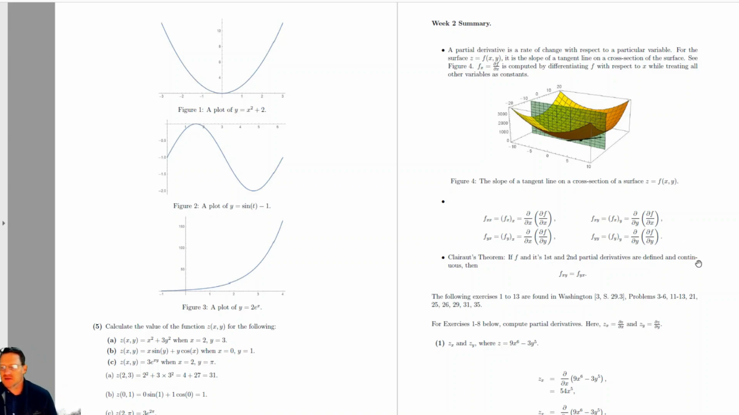Those are second derivatives there. Meaning, if it doesn't matter in which order you differentiate f with respect to each letter, then that theorem holds there. Or that's what the theorem says. It holds when the first and second partial derivatives are defined and continuous.